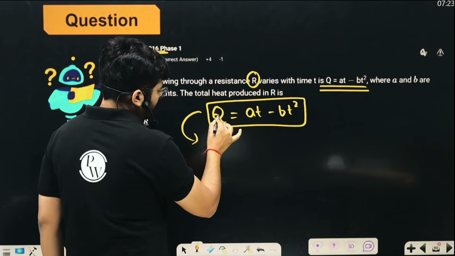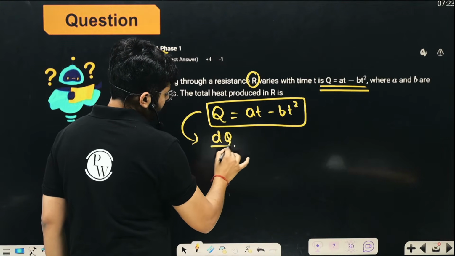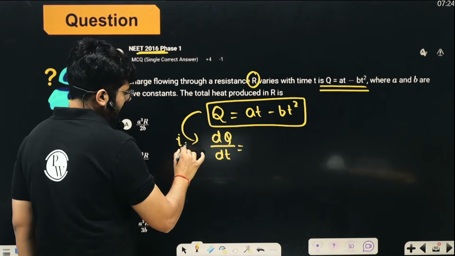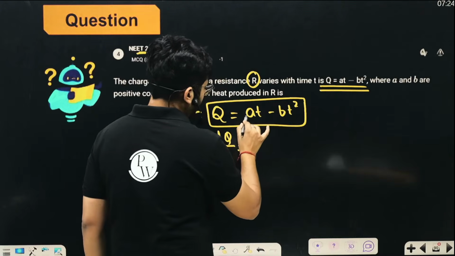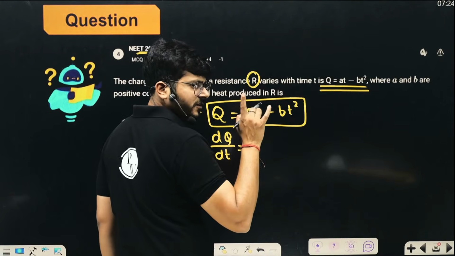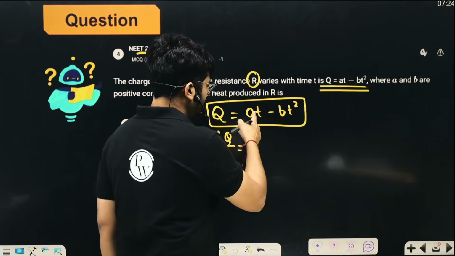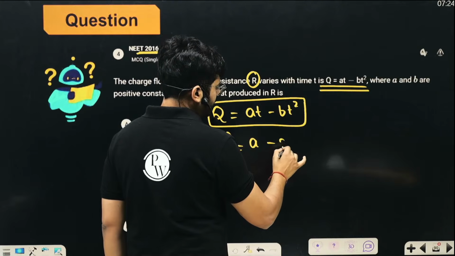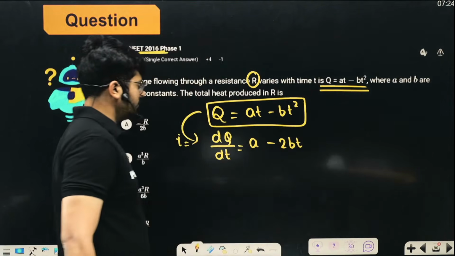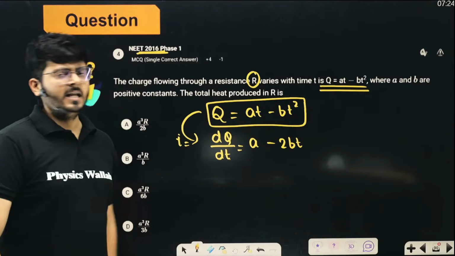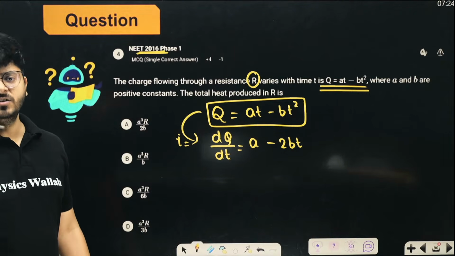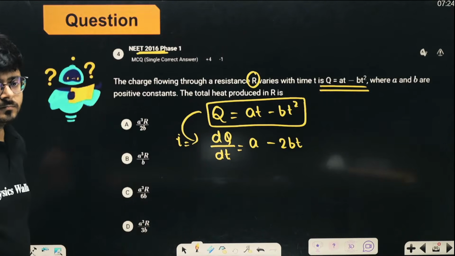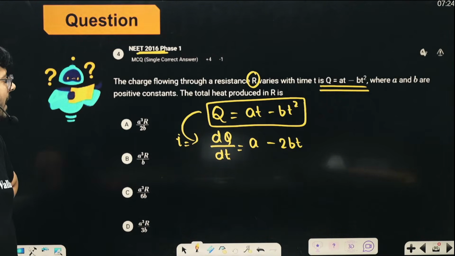So you see that to get the value of current, we have to differentiate both sides, dq by dt. Rate of flow of charge is the value of current. Now differentiate t to the power 1. Differentiation is n x to the power n minus 1, which is 1 only. 2t square, differentiation will be 2t. So 2b into t, right? So the expression for current is a minus 2b into t, right? The current itself is changing with time. Yes or no?